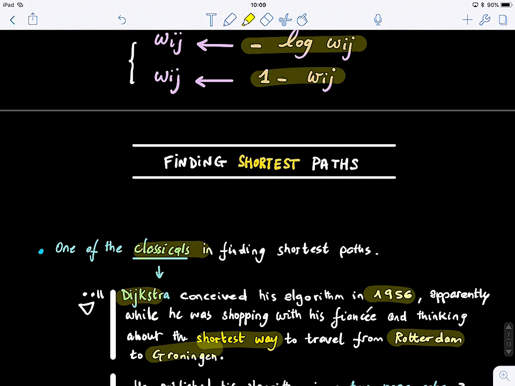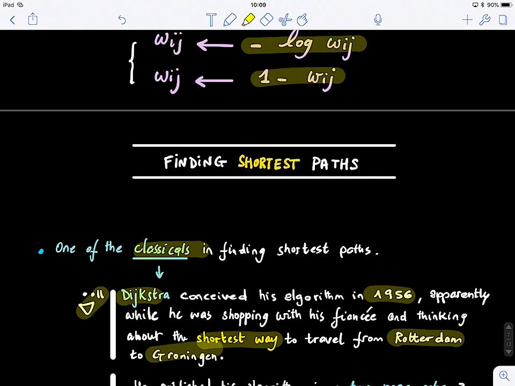I don't know if this is a good thing or a bad thing. It's like something inspirational. Should you be thinking about science when you're shopping? Well, that's one way of optimizing your time. But I like how he got inspired. Maybe he needed to travel for whatever reason. That was an interesting anecdote people say about Dijkstra. I think the right way of pronouncing it is Dijkstra.